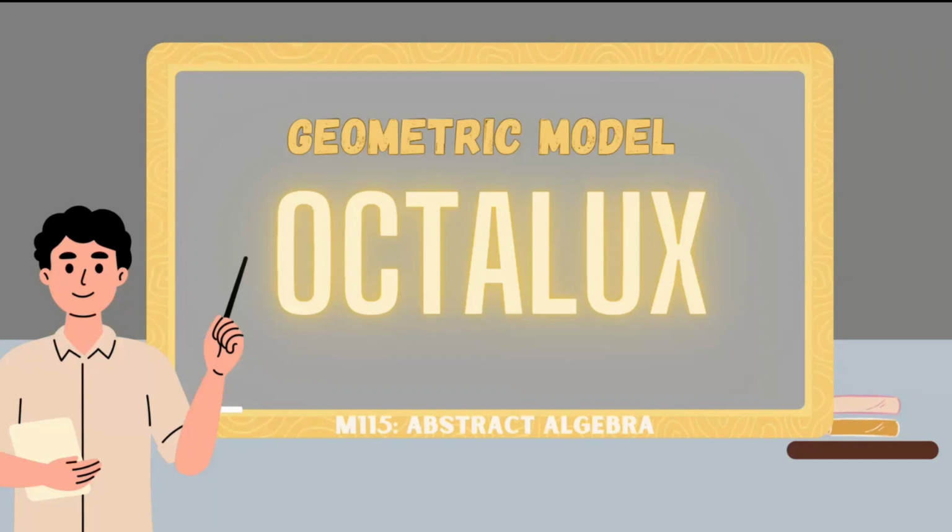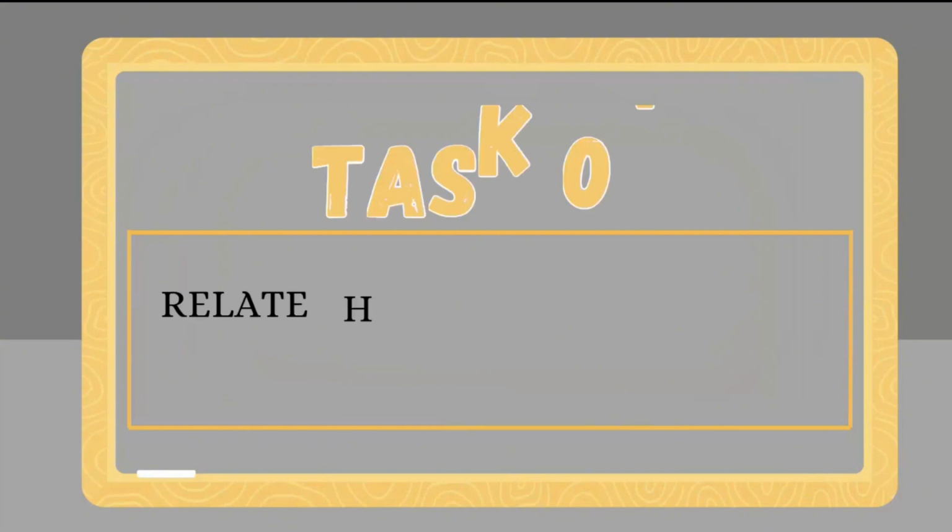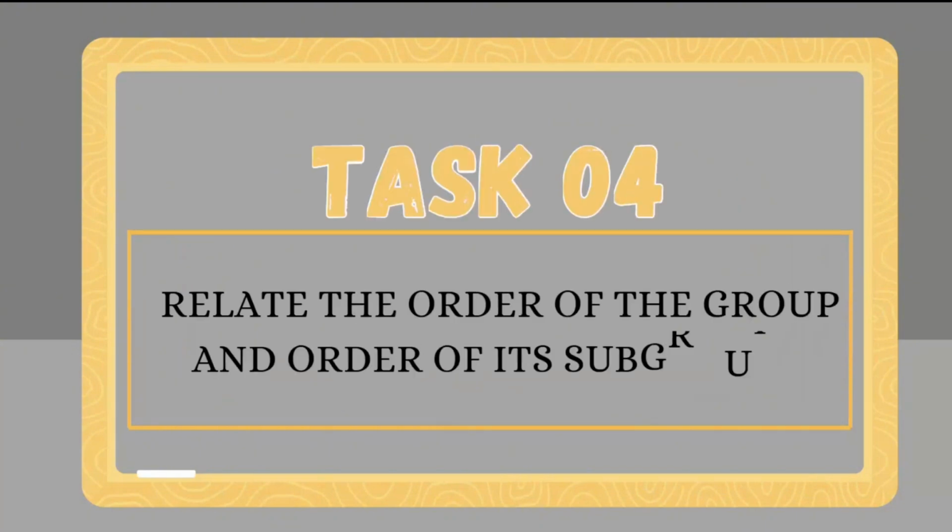I'm Ashley Cabuso from Business Math 3B, and today I'll walk you through task number 4 in our abstract algebra. In this video, we'll be talking about the order of the group and order of its subgroups. First, let's define what we mean by the order of a group. In mathematics, the order of a group means the number of elements in that group. For example, if a group has 8 elements, its order is 8.